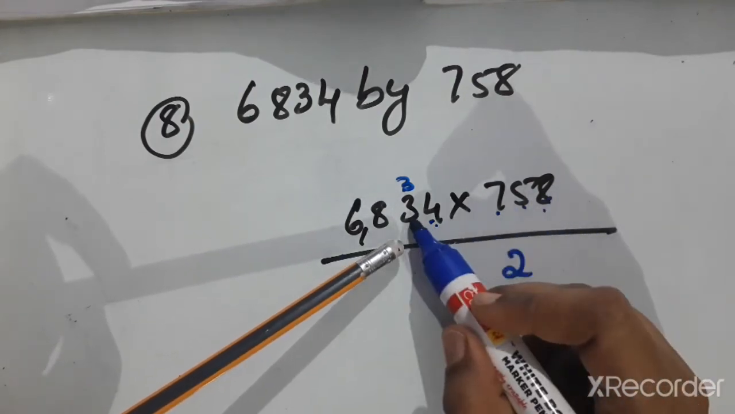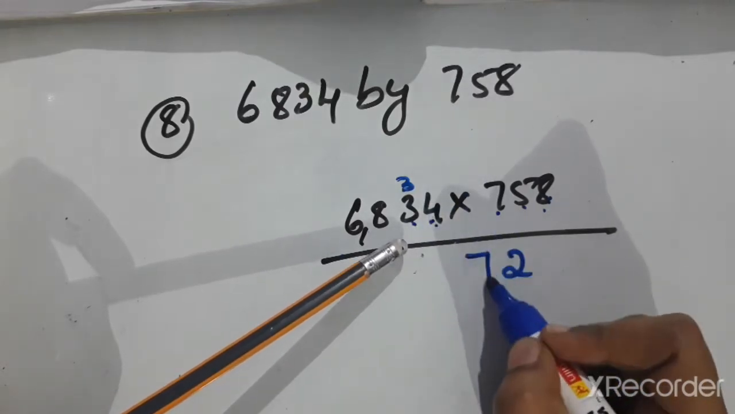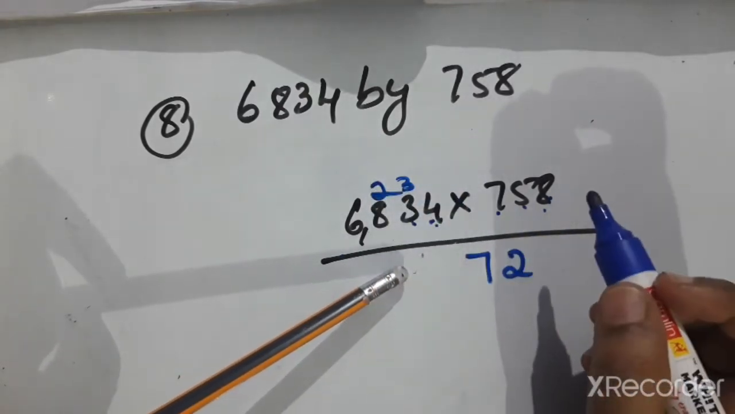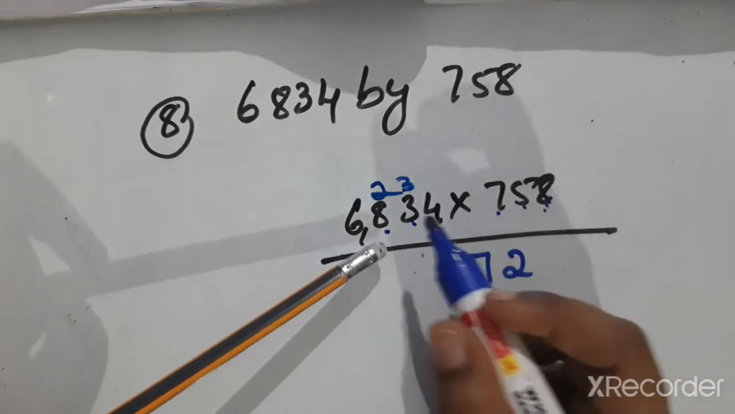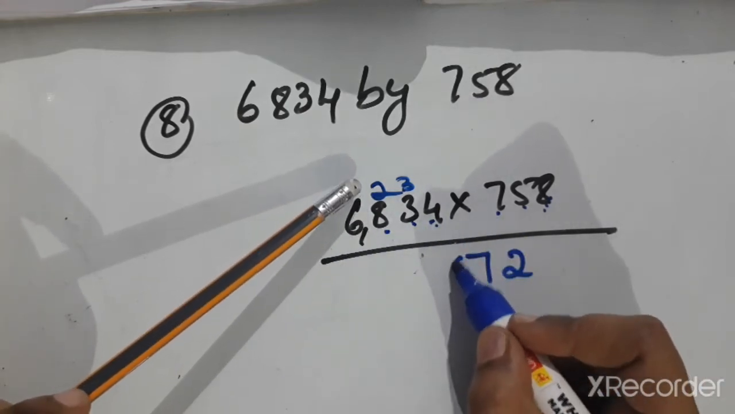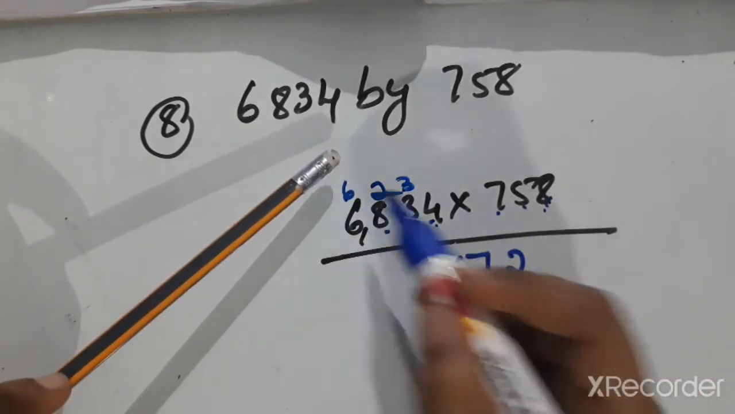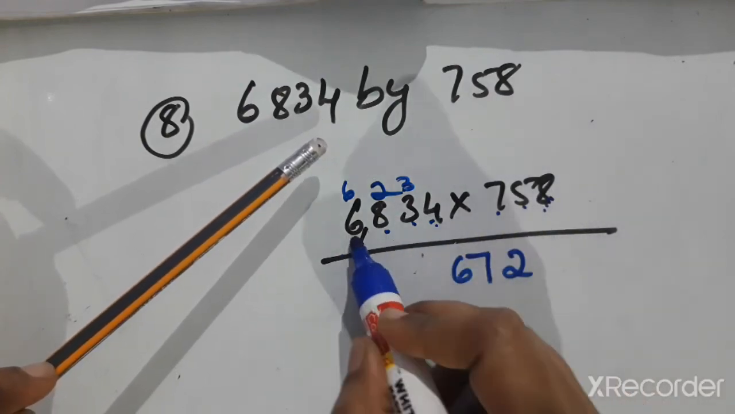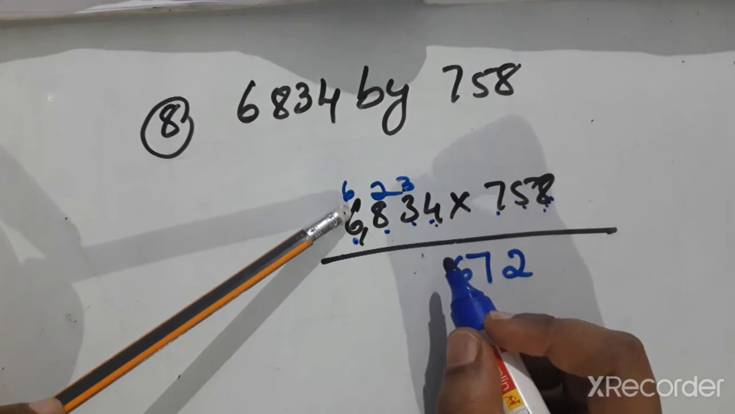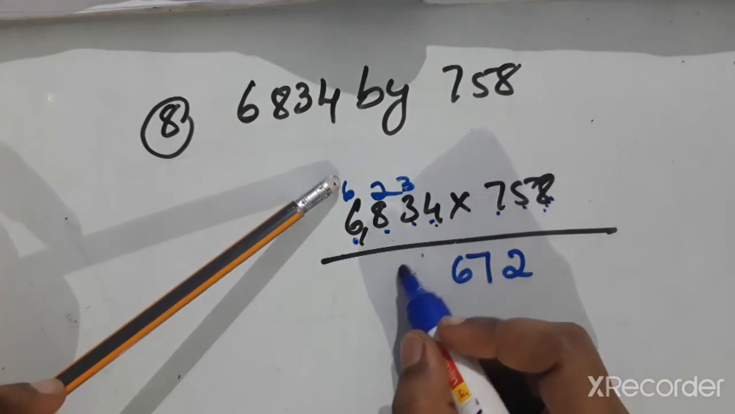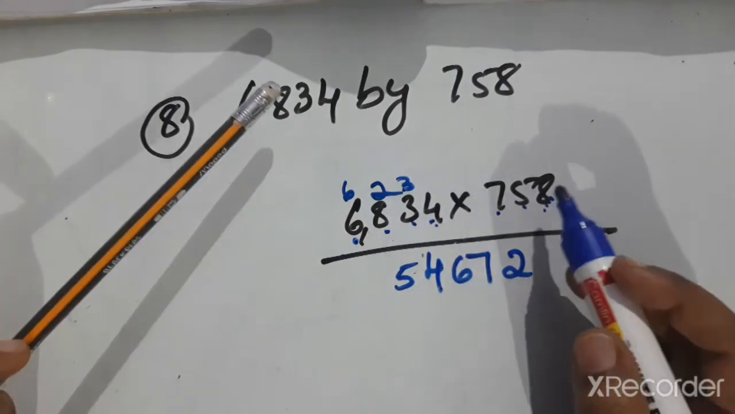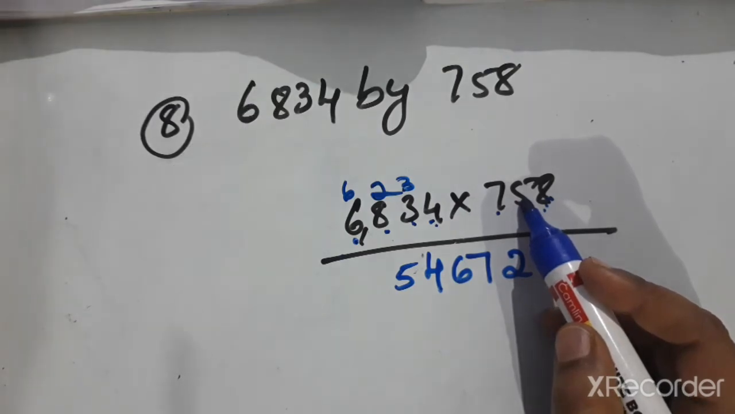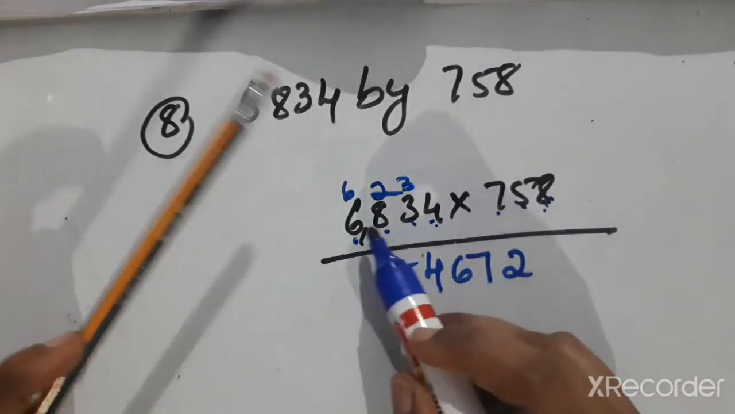8 3s are 24. 24 plus 3 is 27. 7 here, 2 carry out to the next place. 8 8s are 64. 64 plus 2 is 66. 6 here. 6 carry out to the next place. 8 6s are 48. 48 plus 6 means 54. Now with the next number we have to multiply. With 5 we have to multiply each number.